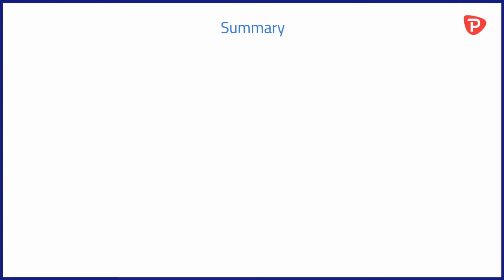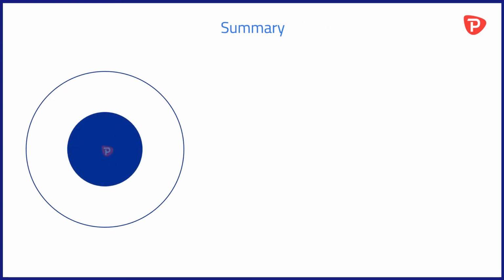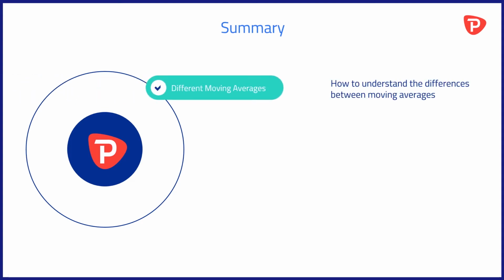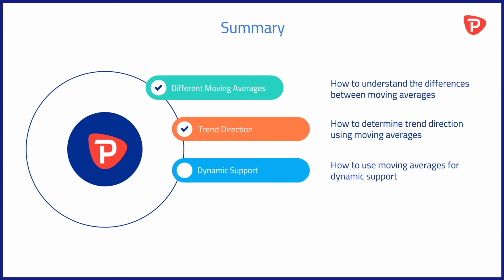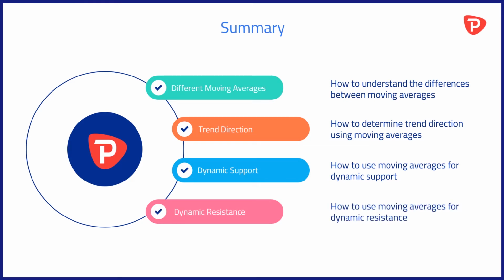In this lesson, we learned how to understand the differences between moving averages, how to determine trend direction using moving averages, how to use moving averages for dynamic support, and finally, how to use moving averages for dynamic resistance. This concludes section 1 of trading indicators.